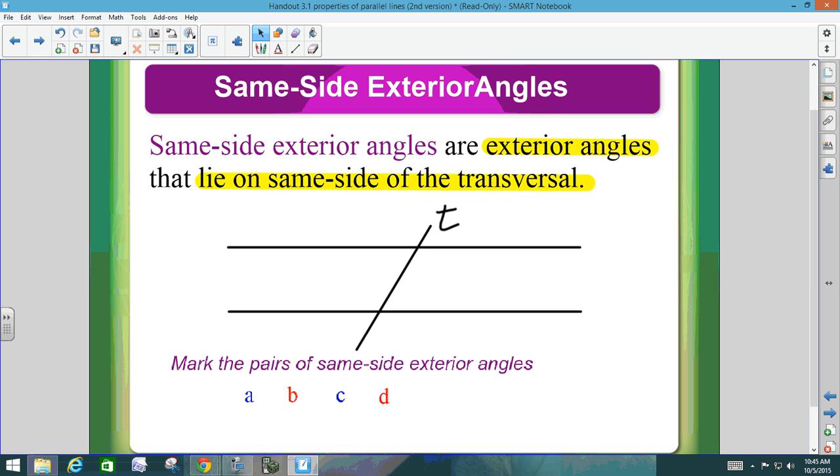T, my transversal. If I want to make A and C a pair of same side exterior, now they have to go on the outside of the two lines. So if I put A over here, outside to the right, C needs to be outside to the right because they're on the same side. So A and C, same side exterior angles. D and B, same side exterior angles. Outside of the two lines to the same side of the transversal. Abbreviation, SSE.